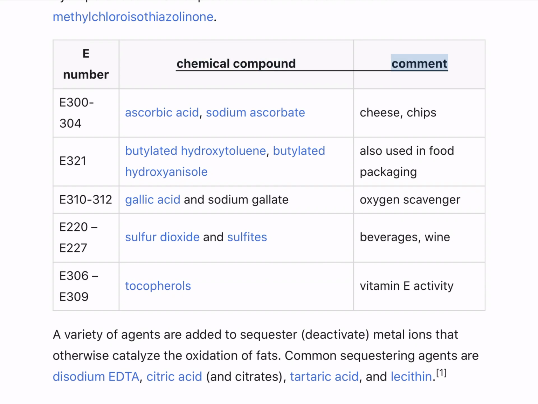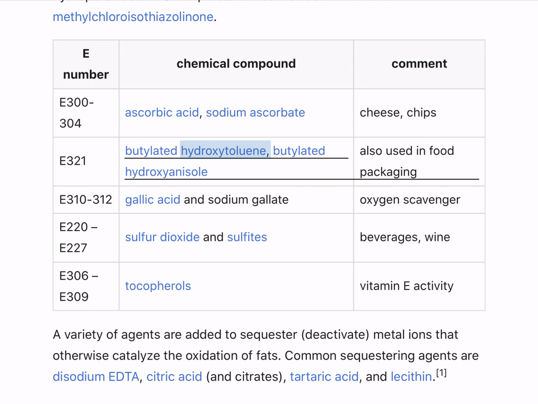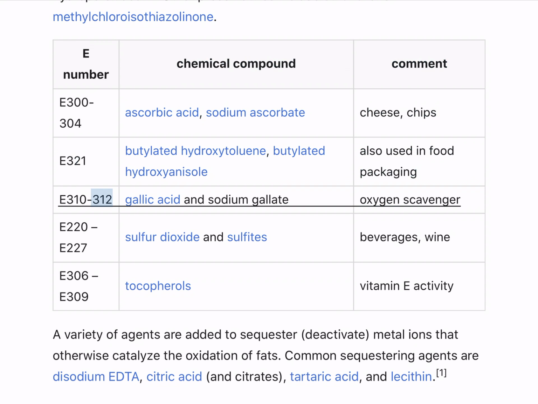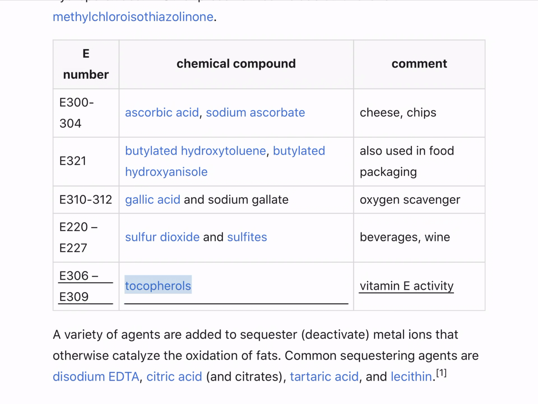E-number, chemical compound, comment: E300-304, ascorbic acid, sodium ascorbate, cheese, chips. E321, butylated hydroxytoluene, butylated hydroxyanisole, also used in food packaging. E310, E312, gallic acid and sodium gallate, oxygen scavenger. E220, E227, sulfur dioxide and sulfites, beverages, wine. E306 to E309, tocopherols, vitamin activity.